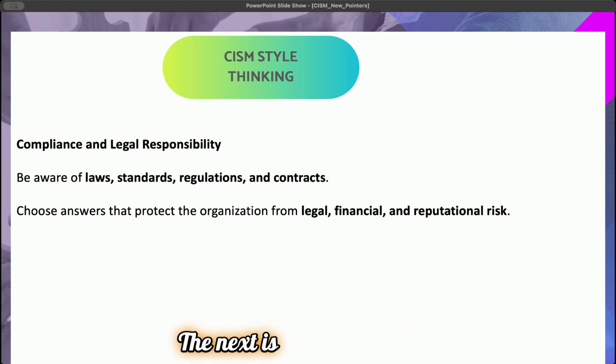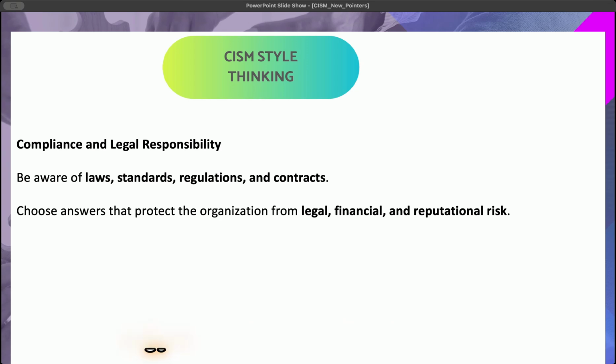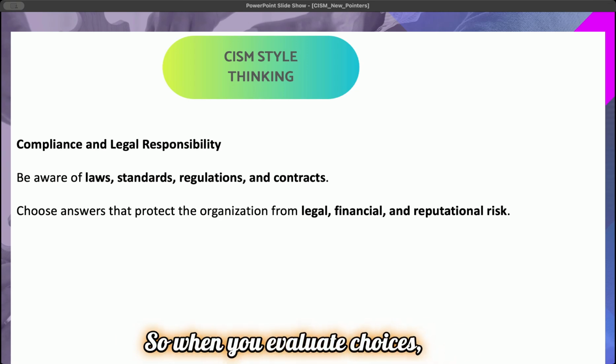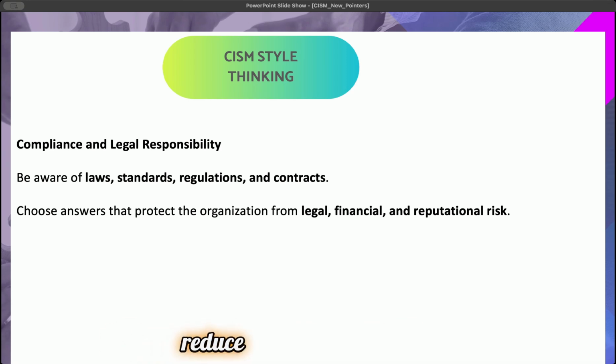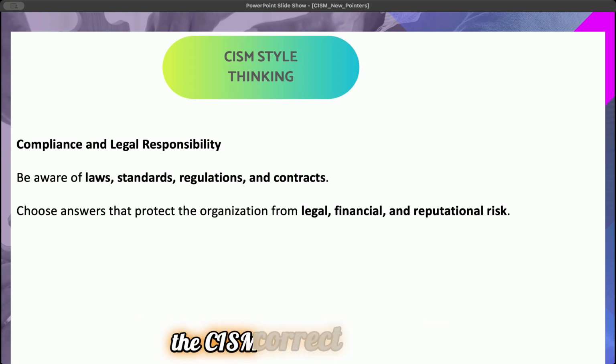The next is compliance and legal responsibility. Be aware of laws, standards, regulations, and contracts, and choose the answer that protects the organization from legal, financial, and reputational risks. What does this mean? In CISM and GRC, your primary responsibility is to ensure business resilience and trust, not just technical security. So, when you evaluate choices, always ask, does this action reduce potential legal penalties, financial losses, or damage to brand trust? If an answer mitigates these high level risks, it's likely the CISM correct choice.